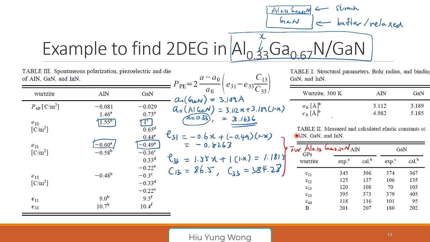Now, what do I need to do? I want to see what is the piezoelectric polarization charge for aluminum 0.33, gallium 0.67 nitride. I just plug into the equation, 2 times... Now, what is A? Can someone tell me what is the A for aluminum gallium nitride now? I'm asking, what is their lattice constant at this moment in this system?